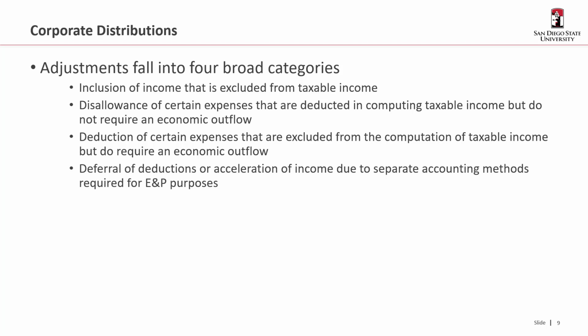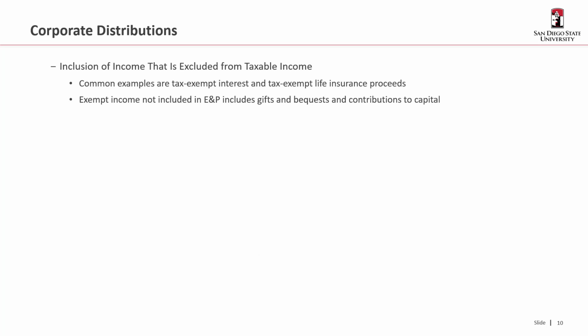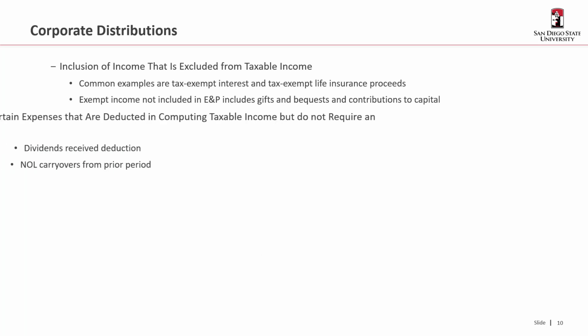And then lastly, deferral of deductions or acceleration of income due to separate accounting methods required for E&P purposes. So something along the lines of E&P doesn't respect the installment method. So as a result, you would recognize the entire gain within the period under E&P, whereas for installment method, we know that we get to defer that recognition over time. Okay, so here's some examples of each of them.